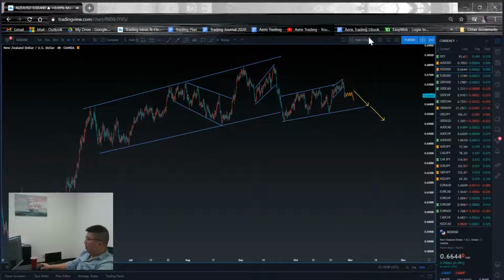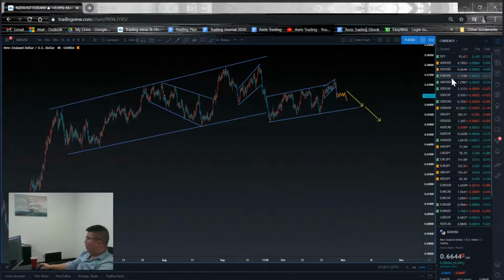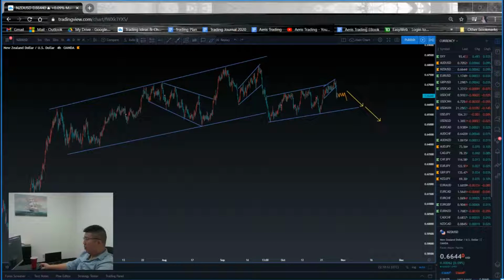So that's Kiwi dollar. Kiwi dollar and Aussie dollar look pretty good. You look at XRP today, I will. What other indicators do I use? I don't use indicators, by the way. There's no indicators on my chart. All right.